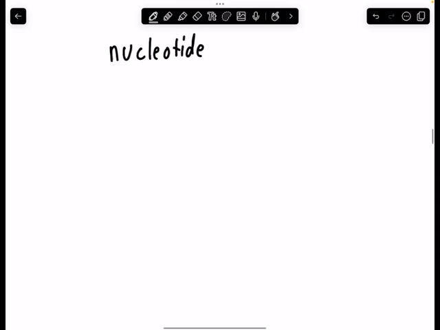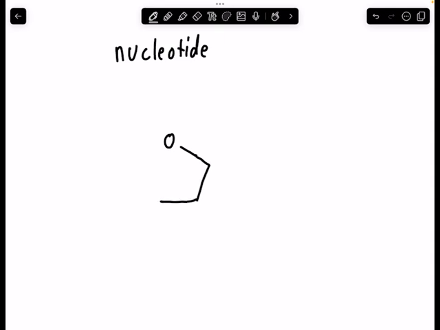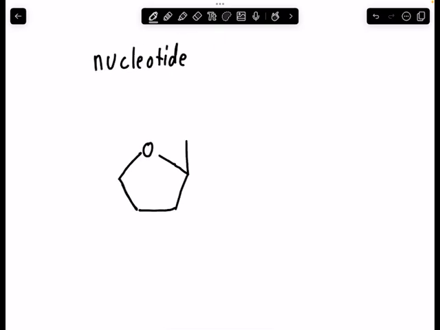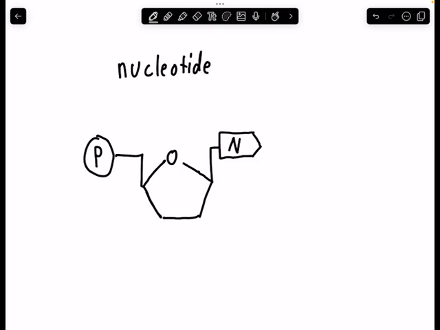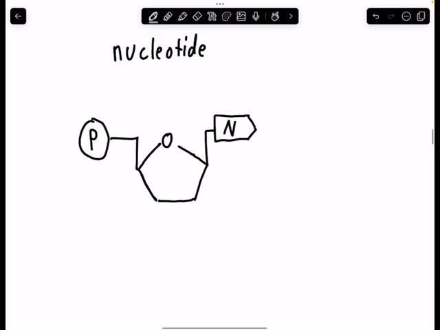And so the way that works is that you have our ribose sugar. So it looks a little something like that. It's this little pentagon-shaped thing. And then you have a nitrogenous base up here, and you have a phosphate group up here. So this is the very basic structure. We're just going to call this N for now.